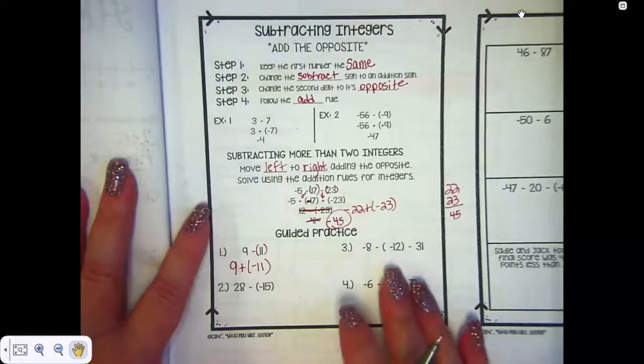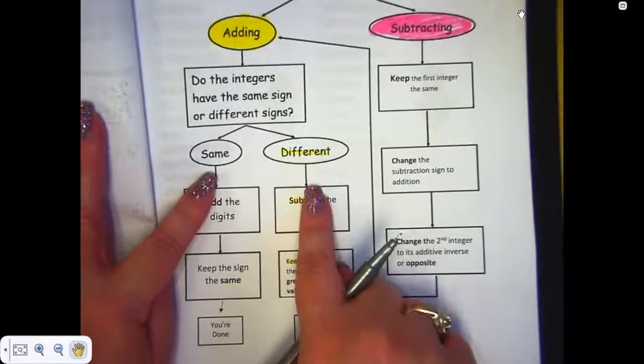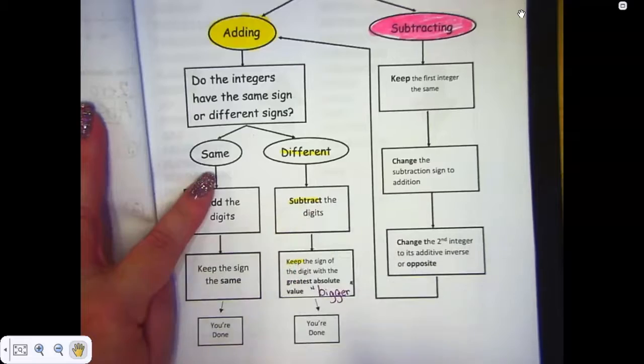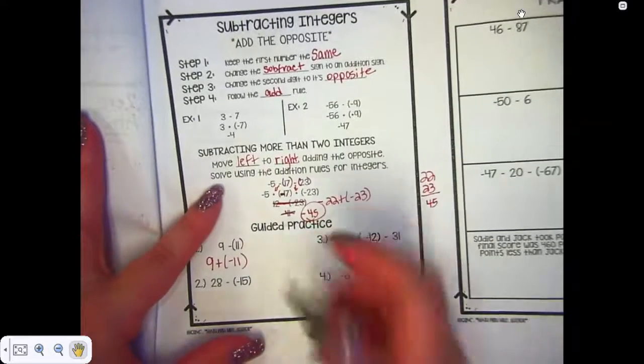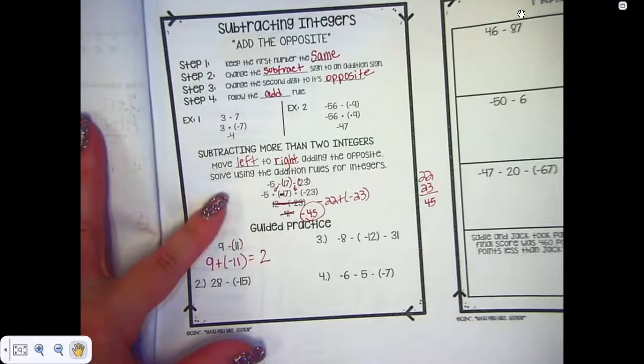Now it's an addition problem. We follow our addition rules, right? So we go up, we follow the addition rules. The signs are different, so we're going to subtract. 11 minus 9 is what? 2. And is it going to be a positive 2 or a negative 2? Negative 2.